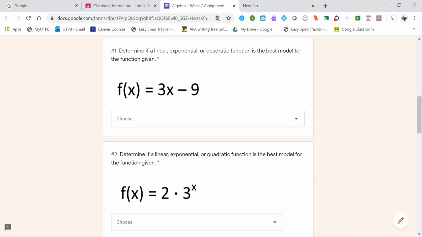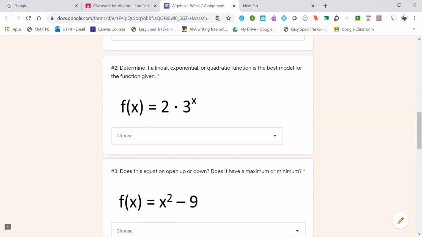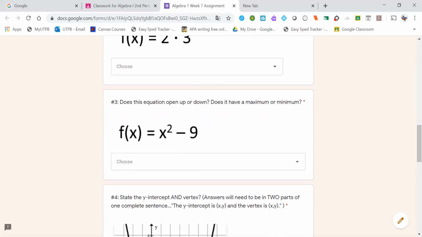So we already went over these linear, exponential, and quadratic functions. If you look at number 1, it says 3x minus 9. It's just a number with x and then another number behind it. And we talked about which one that should be, linear, exponential, or quadratic. Number 2 has that 3 to the x power, and we just talked about that. Now, number 3 is not asking if it's linear or exponential or quadratic. It's asking, does this equation open up or down? Does it have a maximum or a minimum?